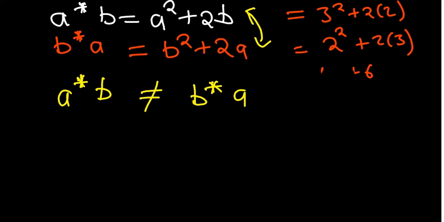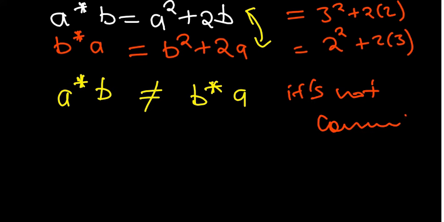So it was only by coincidence that 3 star negative 1 and negative 1 star 3 were giving us 7. So never should you base your conclusion on the aspect of using numbers. Use the letters as they are given. So since they are not equal, it's not commutative.